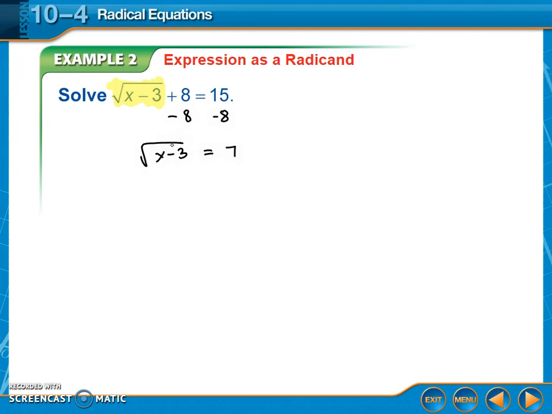Now I want to get rid of this square root. That's the next step, because I can't move that 3 since it's inside the square root. So my next step is to get rid of the square root by squaring both sides of my equation. The square root of the radicand, the part inside, becomes x minus 3, and over here, 7 squared is 49. Solving for x is just regular algebra. I add 3 to both sides and I get x equals 52. Okay, you guys try this one.